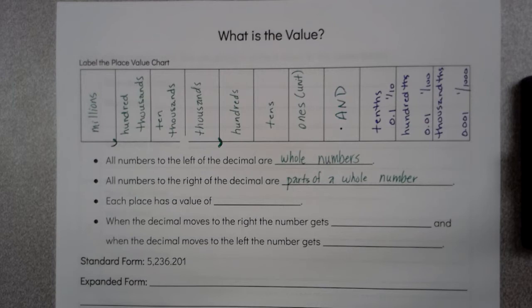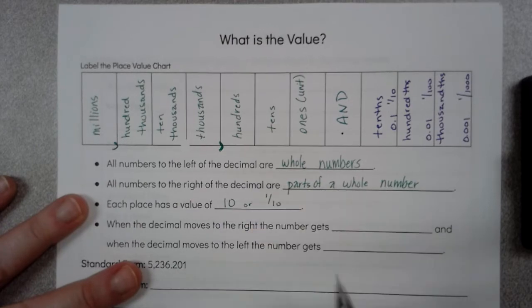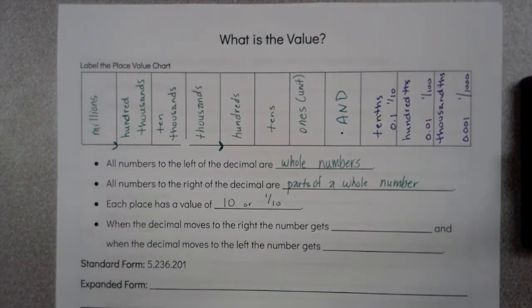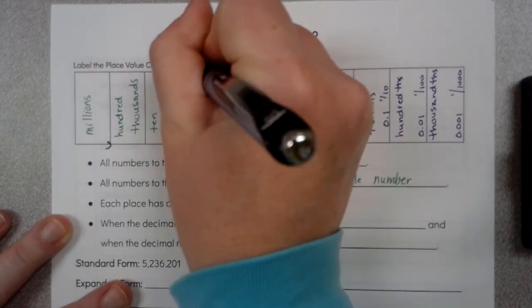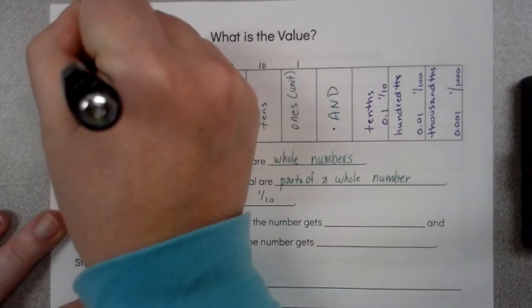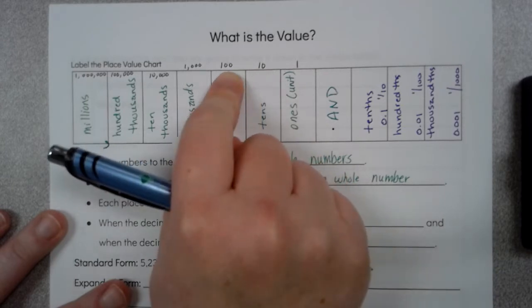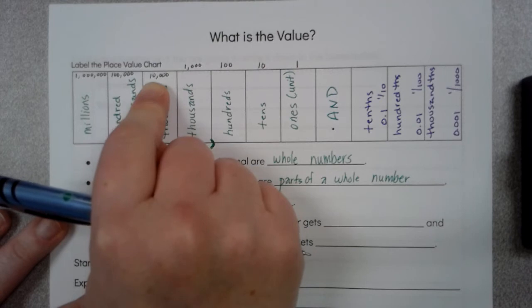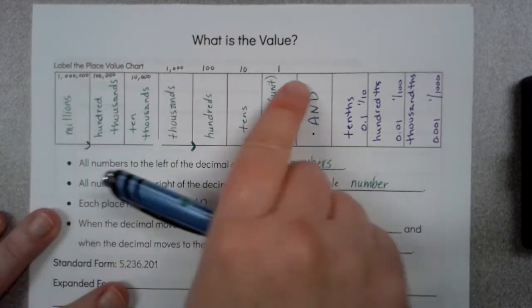Now, each place has a value of some form of 10, whether it's a whole number of 10 or a tenth. So it's either going to be a value of 10 or 1/10. You can see what I mean: we have 1, and then it goes up to 10, 100, 1,000, 10,000, 100,000, million. Each place went up by 10. 10 times 1 is 10. 10 times 10 is 100. 100 times 10 is 1,000. 1,000 times 10 is 10,000. 10,000 times 10 is 100,000. And 100,000 times 10 is a million. That's the whole number side.